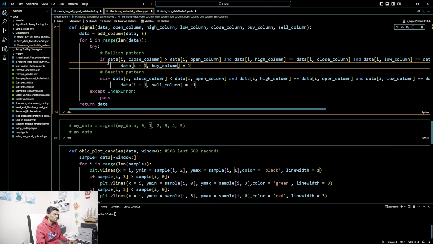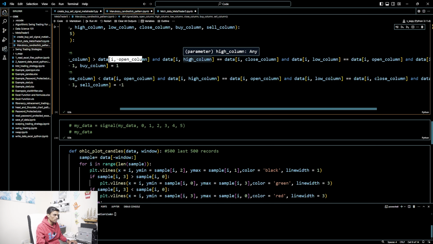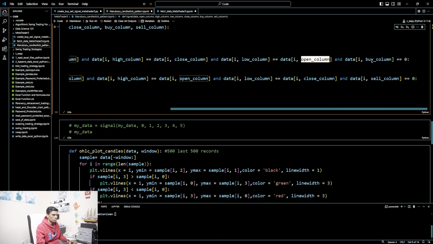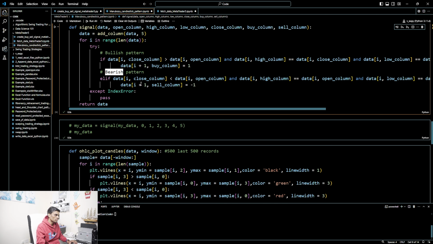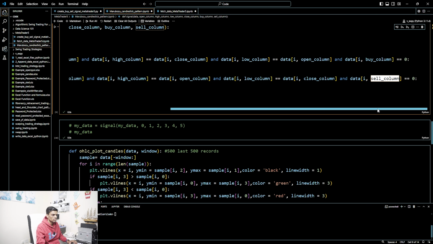Now what it says for the bullish pattern, like we discussed: if the close price is greater than the open price, this is basically for the bullish pattern, and if the high price is equal to the close price and the low price is equal to the open price, and the buy column is basically 0, so there is no signal. And then the same goes for the bearish part. The close price should be less than the open price, the high price should be equal to the open, the low price should be equal to the close, and then the sell signal is 0.